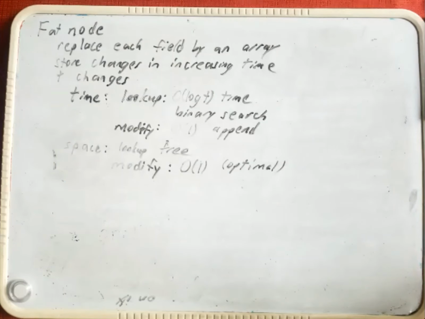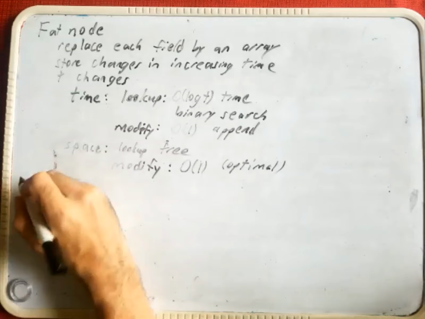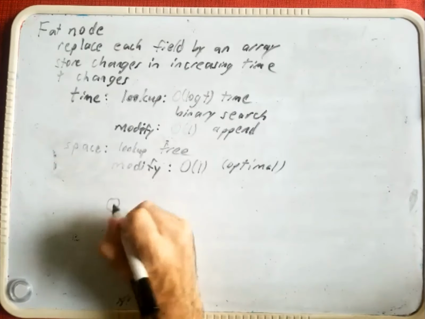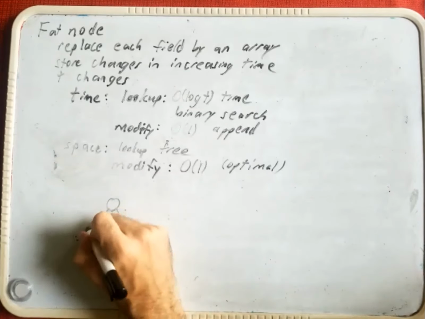Okay. So this is the most obvious method for versioning a data structure, and it's pretty good, but theoreticians are never satisfied. So we are going to look at an alternative approach. So let's consider a binary search tree.